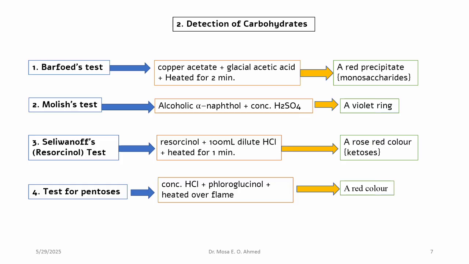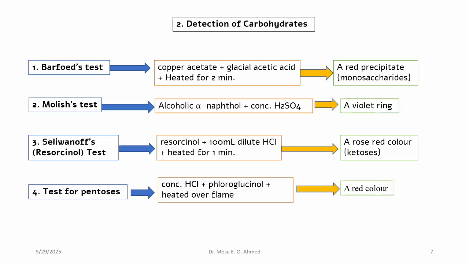One of them is Barfoed test. Barfoed test consists of copper sulfate and glacial acetic acid with heating. The presence of carbohydrates with Barfoed test gives a red precipitate. Well, this test is mainly used for monosaccharides like glucose, fructose, and so on.